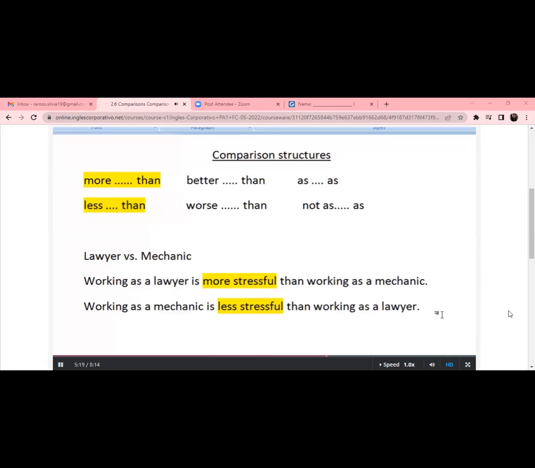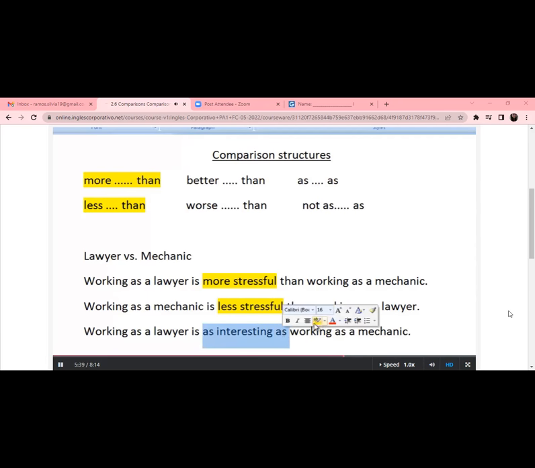So what else could we say about a lawyer and a mechanic? Working as a lawyer is as interesting as working as a mechanic. So if I absolutely love cars, then definitely I think that working as a mechanic is very interesting. So in this case, I wanted to point this one out because I want to express that both jobs are the same. So to me, both jobs have the same level, if you will, right? They are the same. One is not better than the other. And again, this is my opinion because I love cars, and I also think that lawyers are interesting, and the work that the lawyers do is very interesting.